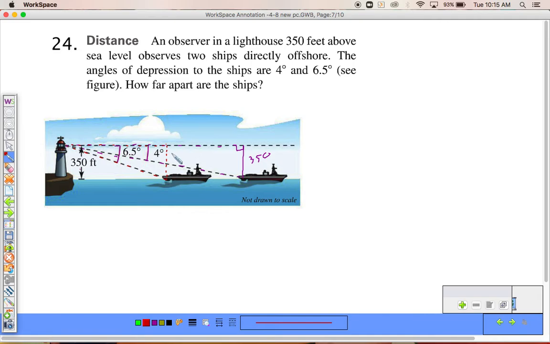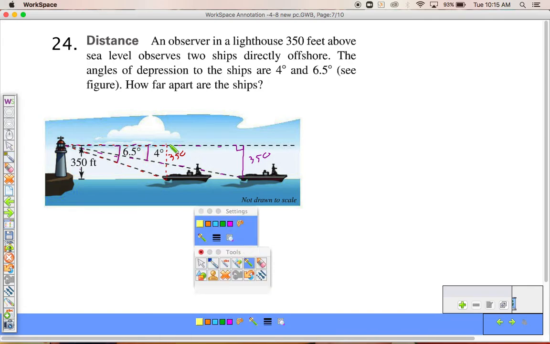And again, this distance is 350 from the water to the top of the lighthouse. So what I need to find is that distance. That distance tells us how far the ships are apart.